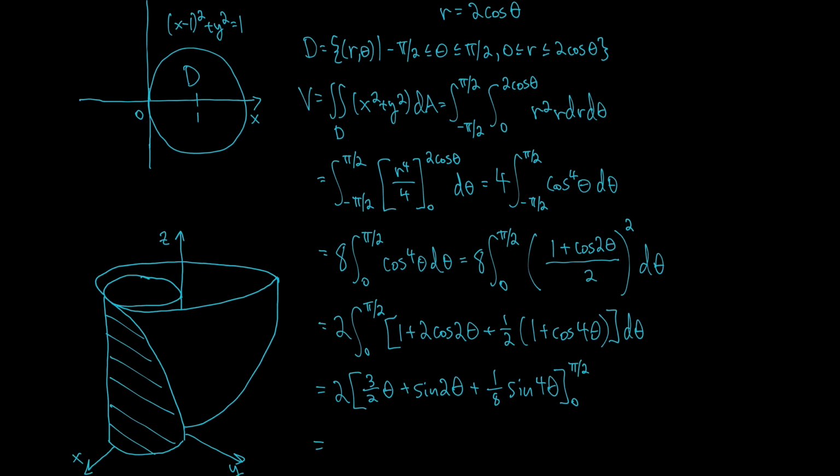So that just becomes 2 times 3 over 2 times pi over 2, which is 3 pi over 2. So that's our volume.